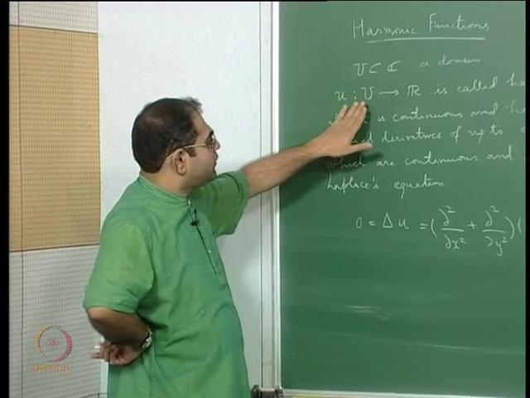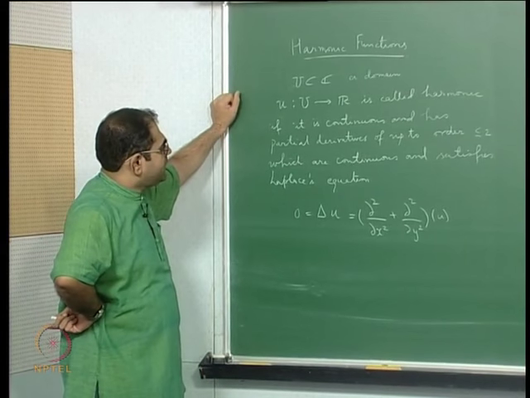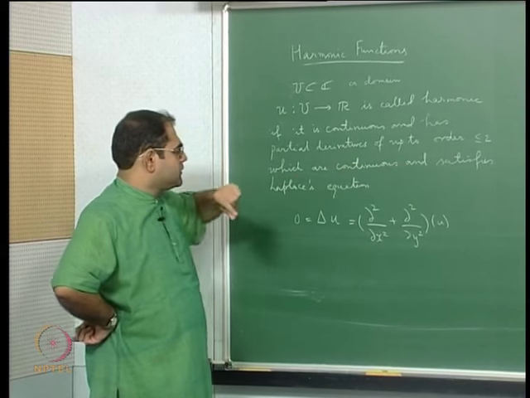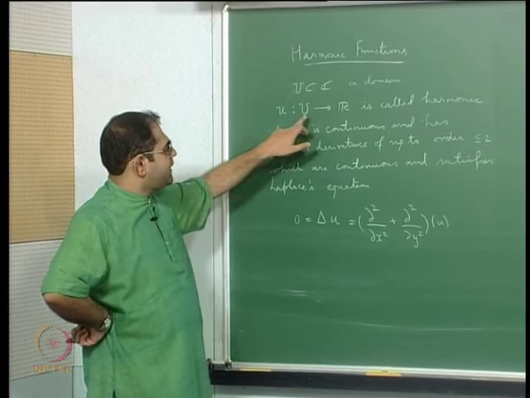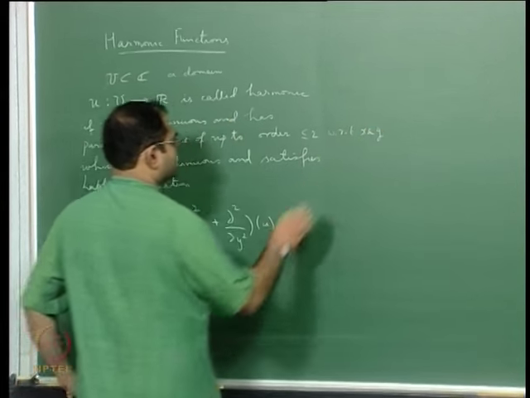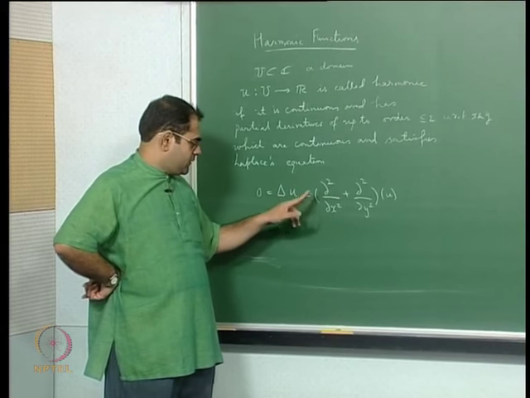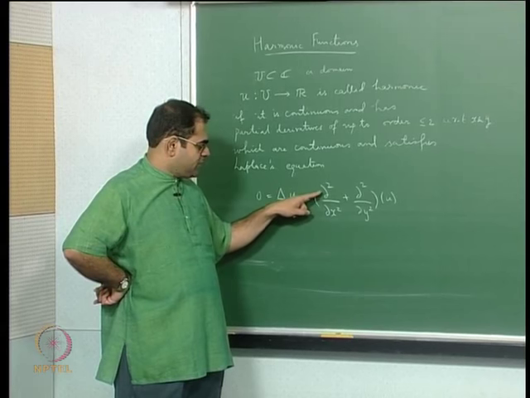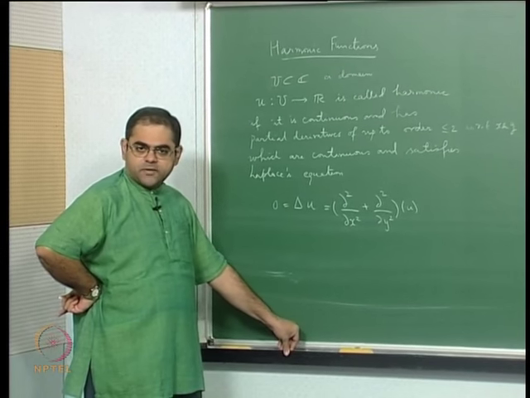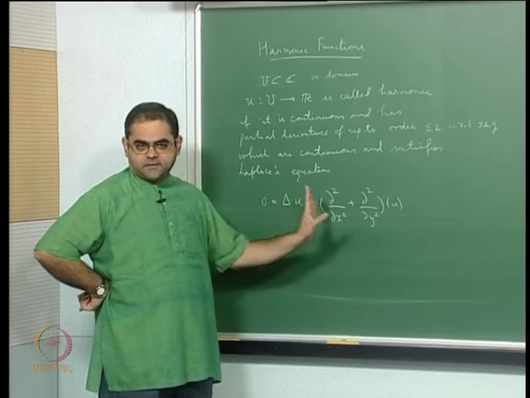So in this definition, I have defined a real valued harmonic function on a domain in the complex plane, and I am assuming the function is continuous and has partial derivatives up to order less than or equal to 2, with respect to x and y. This means dou u by dou x, dou u by dou y, and for the second partial derivatives, dou squared u by dou x squared, dou squared u by dou y squared, and the mixed partial derivatives, dou squared u by dou x dou y and dou squared u by dou y dou x, and we assume that all these partial derivatives exist and they are continuous, okay.